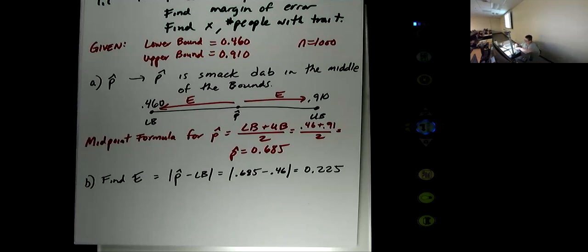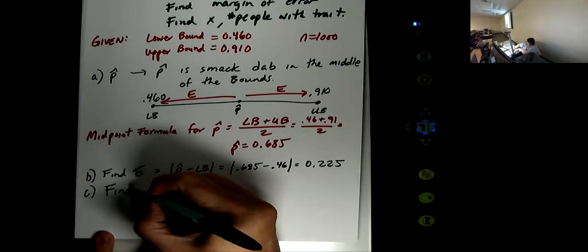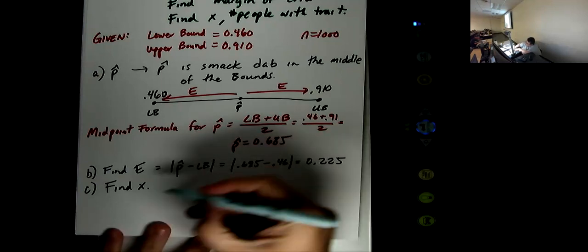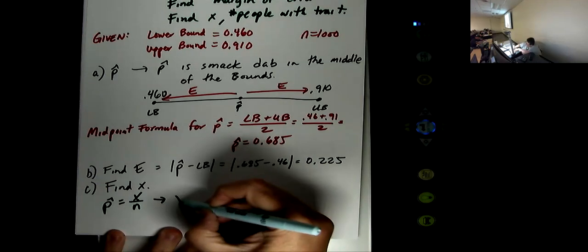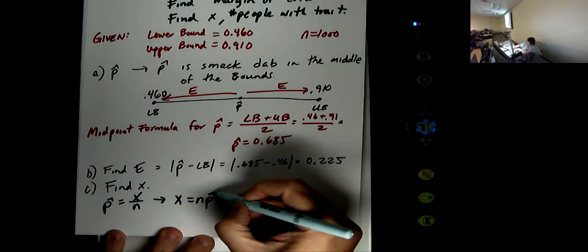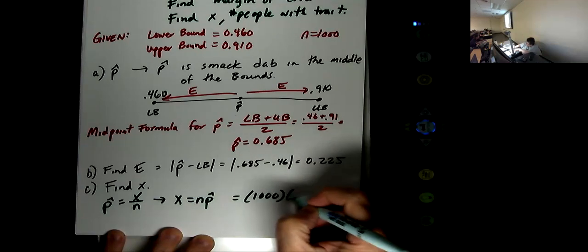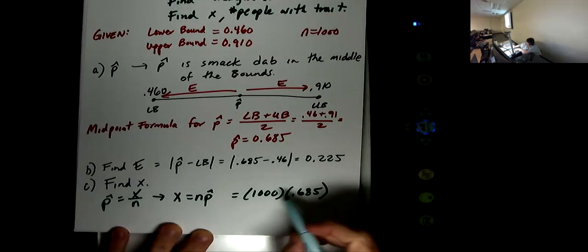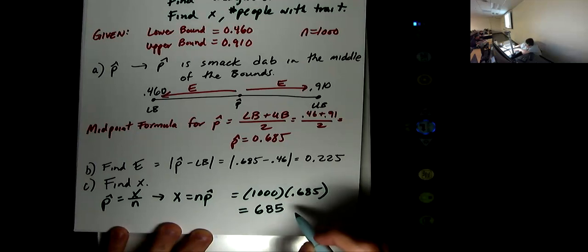All right, part C, find X. This requires you to remember what p hat is. P hat is x over n. So with a little bit of algebra, x equals n times p hat. For this problem, that's 1,000 times 0.685. And they usually choose n to make it really easy. 1,000 just means move the decimal place 3 times. And I get 685 as my x.